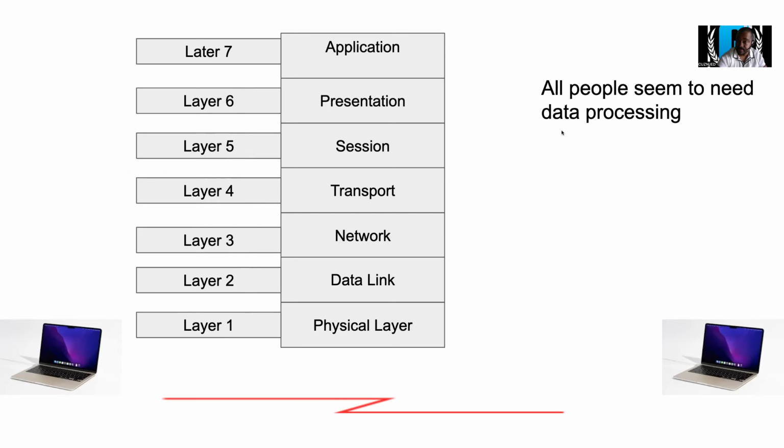And the way people memorize the OSI model is through a sentence that says, all people seem to need data processing. And if you look at the first letter of each one of these words, it correlates with the letters of the OSI model. All people seem to need data processing.